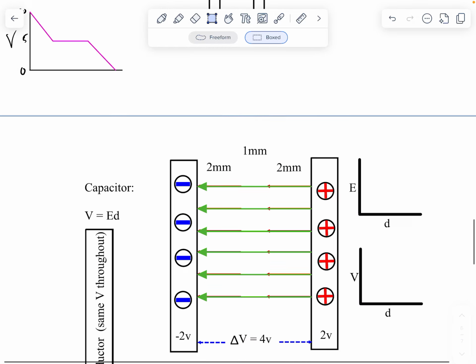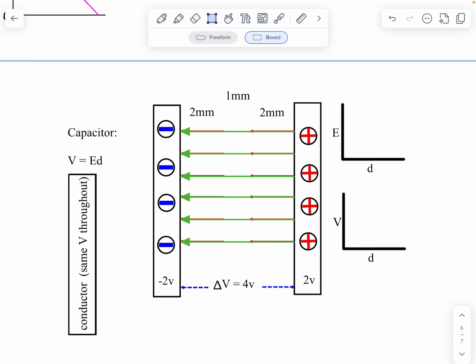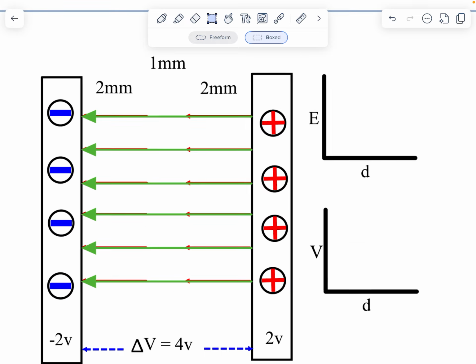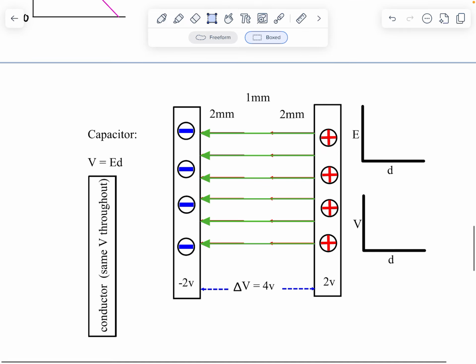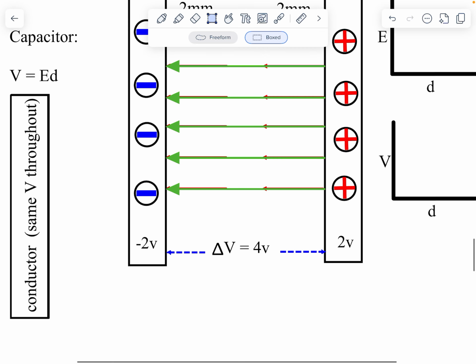Now let's put some numbers to this. This last part is about these parallel plate capacitors. Notice I have the positive charge on this side and the negative charge over here this time. Down at the bottom, the difference in voltage between the two plates is 4 volts. So we go from 2 volts on the right all the way down to negative 2 volts on the left, so we have a delta V of 4.